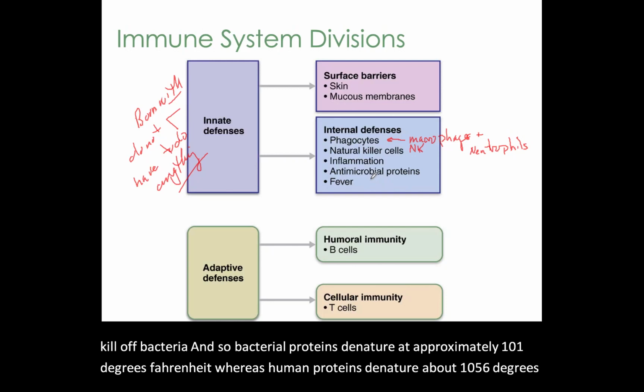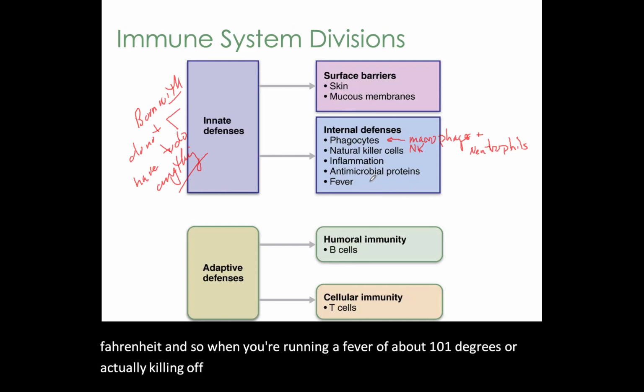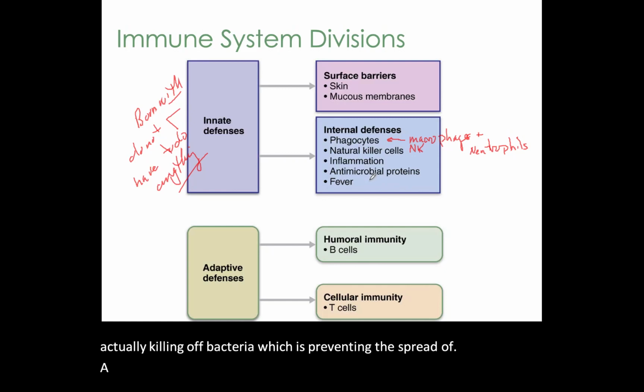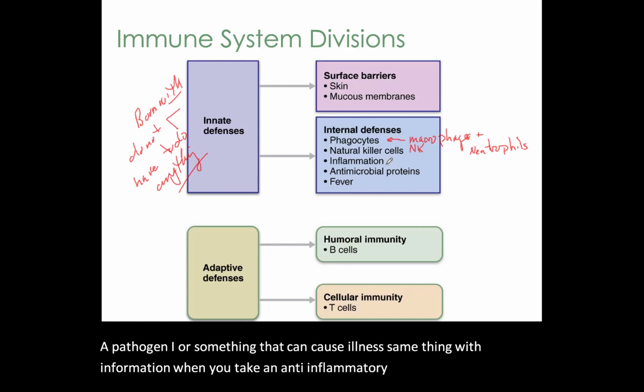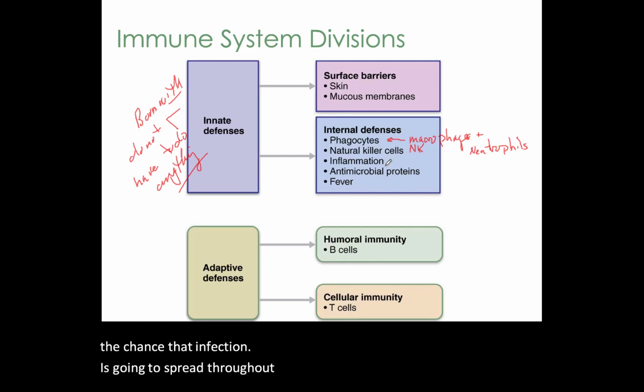And so when you're running a fever of about 101 degrees, you're actually killing off bacteria, which is preventing the spread of a pathogen, right, or something that can cause illness. Same thing with inflammation. When you take an anti-inflammatory, you're now increasing the chance that that infection is going to spread throughout the body or spread to another area of the body.